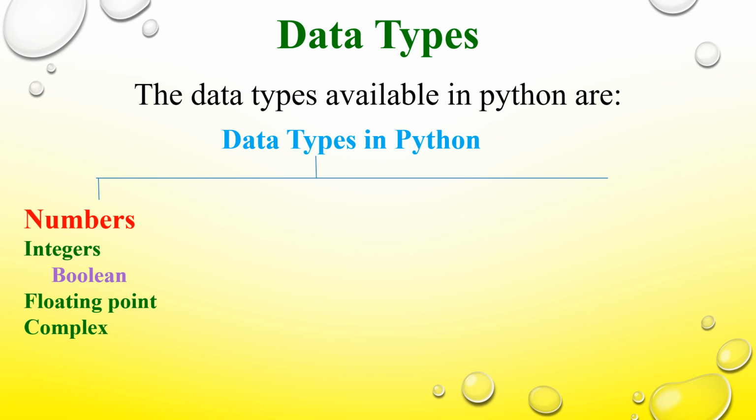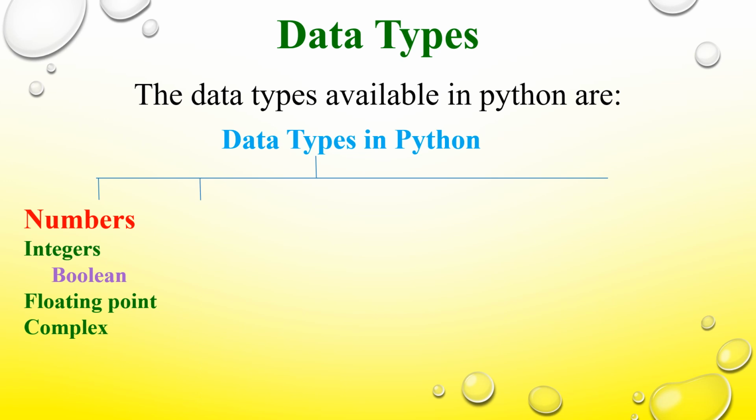Integers are used for storing whole numbers. Boolean is a subcategory of integer. It is used for storing a Boolean value that can be either true or false. Floating point is used for storing a float number, that is, real numbers with the decimal point. Complex is used for storing a complex number. And each of these can be used for storing a single value.